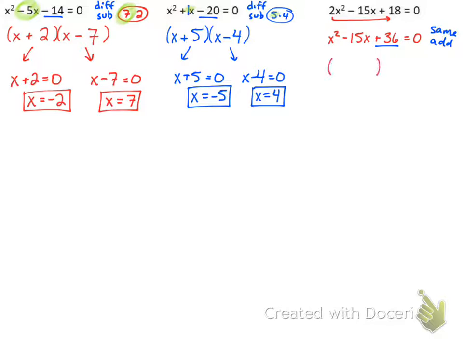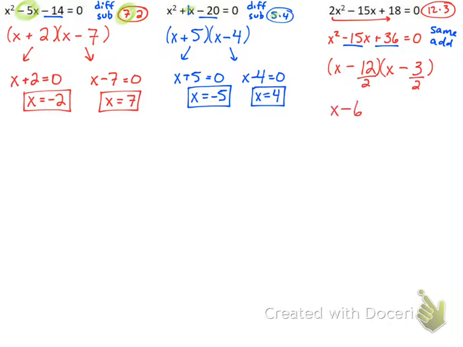So when I do this, in my parentheses I want two numbers that multiply to get me 36 and add to give me 15. If I do 12 and 3, they multiply to get me 36, and they add to get me 15. So I go 12 and 3. And again, I want them to add to give me a negative 15, so I need them both to be minus signs because they need to be the same signs. Don't forget to do my divide step, which is divide both of them by 2.